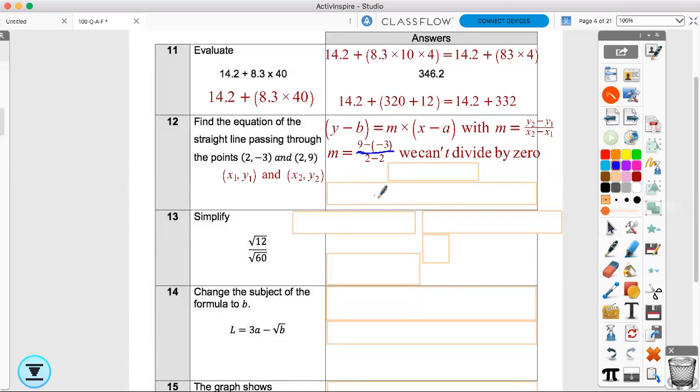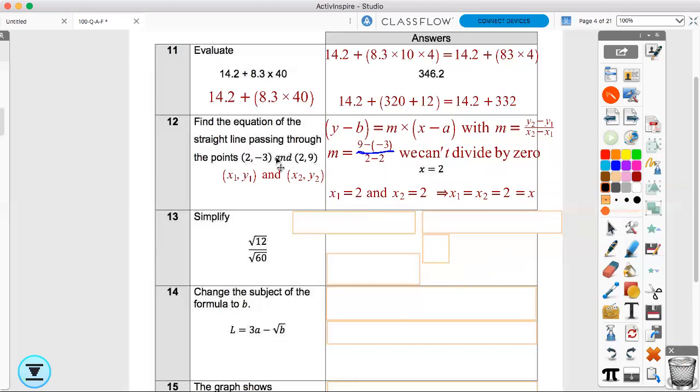Because what is this telling us now? We do have a straight line, but we can't write it with an m. m doesn't exist. Okay, so what's happening here? I've got x1 equal 2, x2 equal 2. So no matter what y is, x is always equal to 2. And this line is called the x equal 2 line.